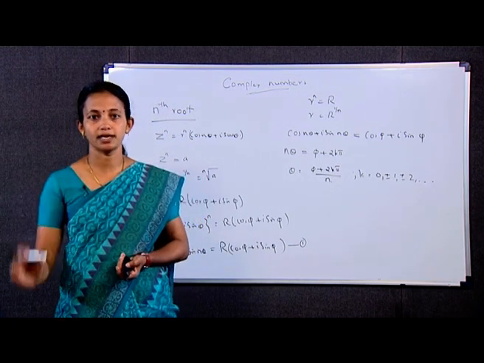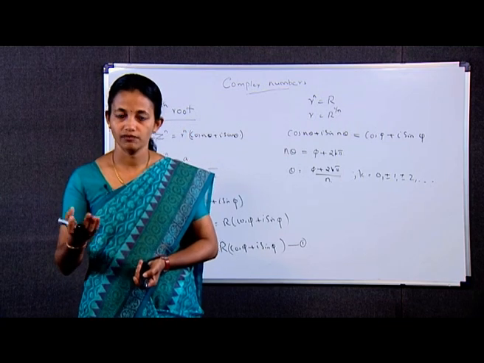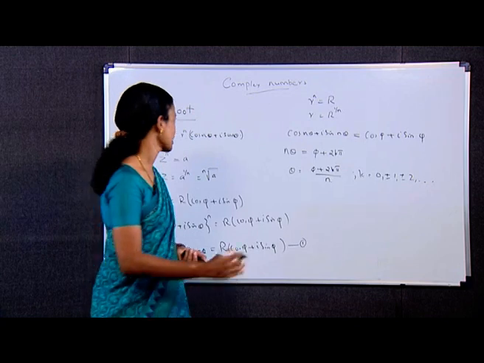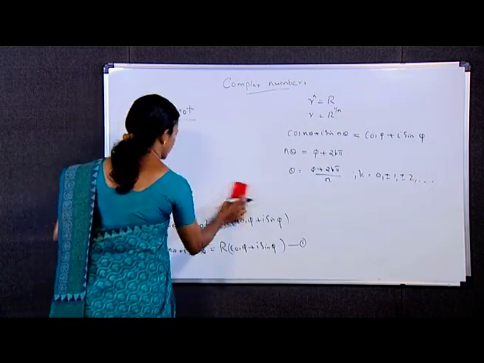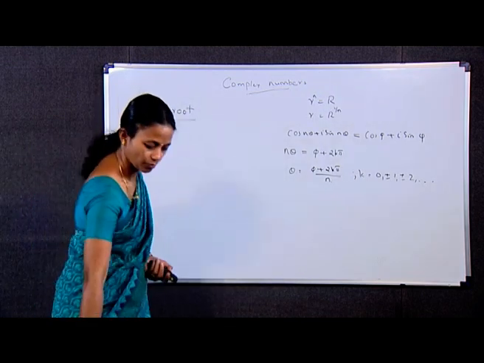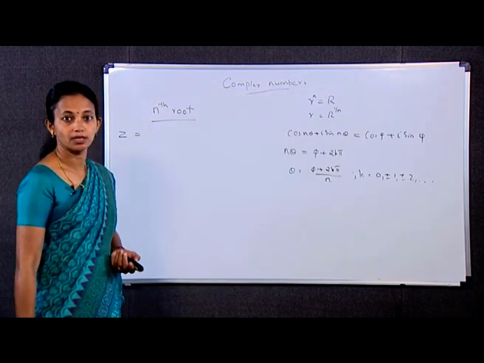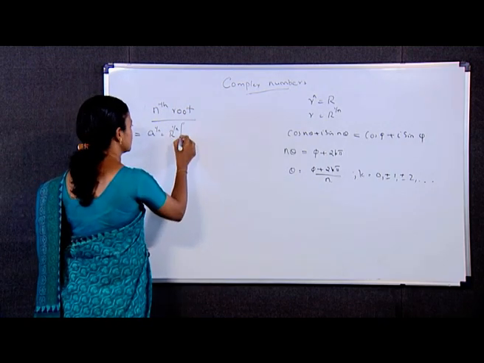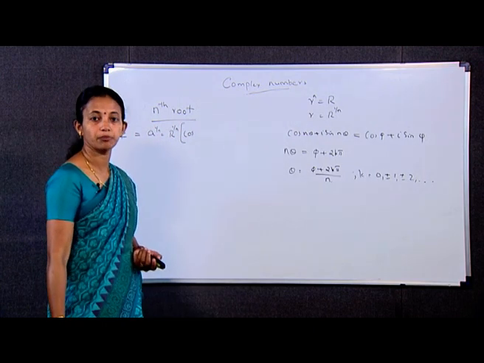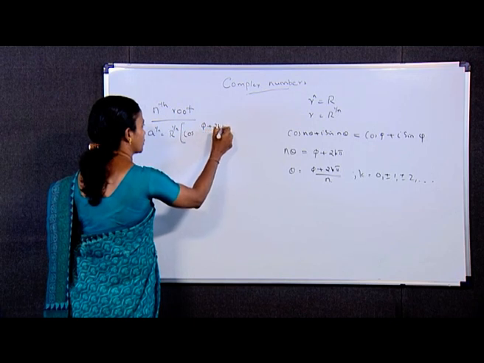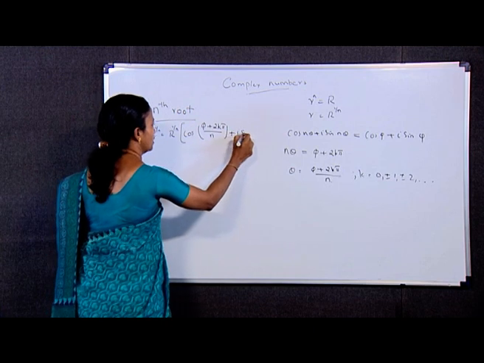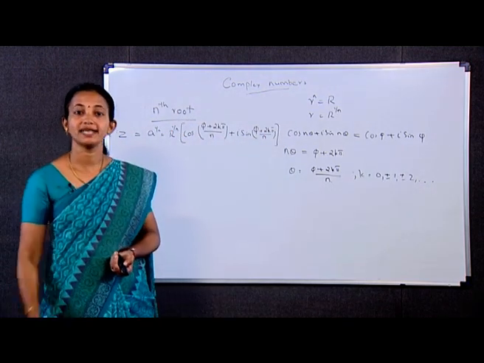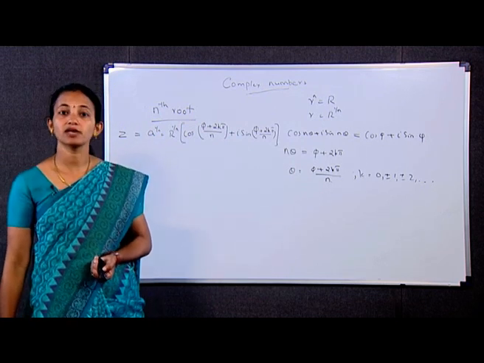With r is equal to R raised to 1 by n and theta is equal to (phi plus 2k pi) by n, z is equal to r (cos theta plus i sin theta) gives z is equal to a raised to 1 by n, which I can write as R raised to 1 by n (cos of (phi plus 2k pi) by n plus i sin of (phi plus 2k pi) by n), for each k, where k varies from 0 to n minus 1. There is a different value for z.